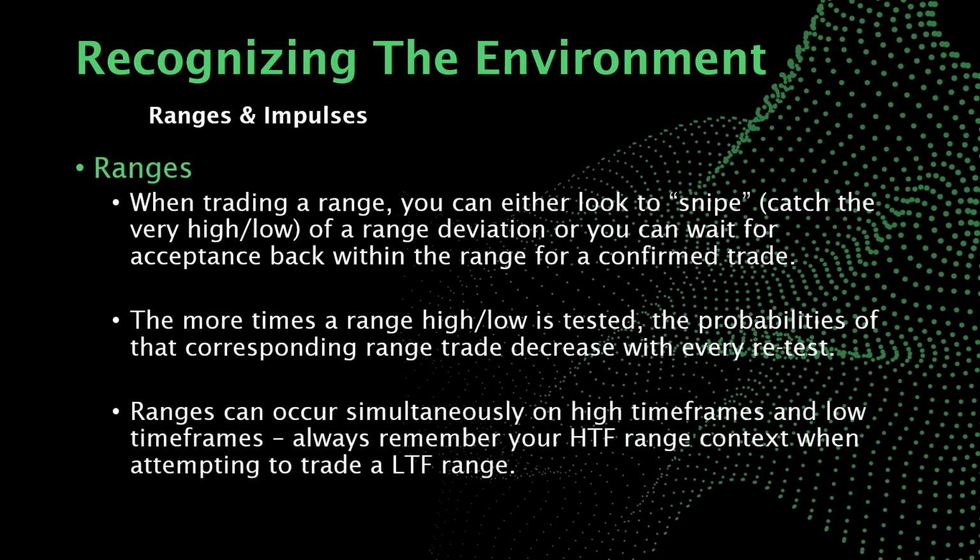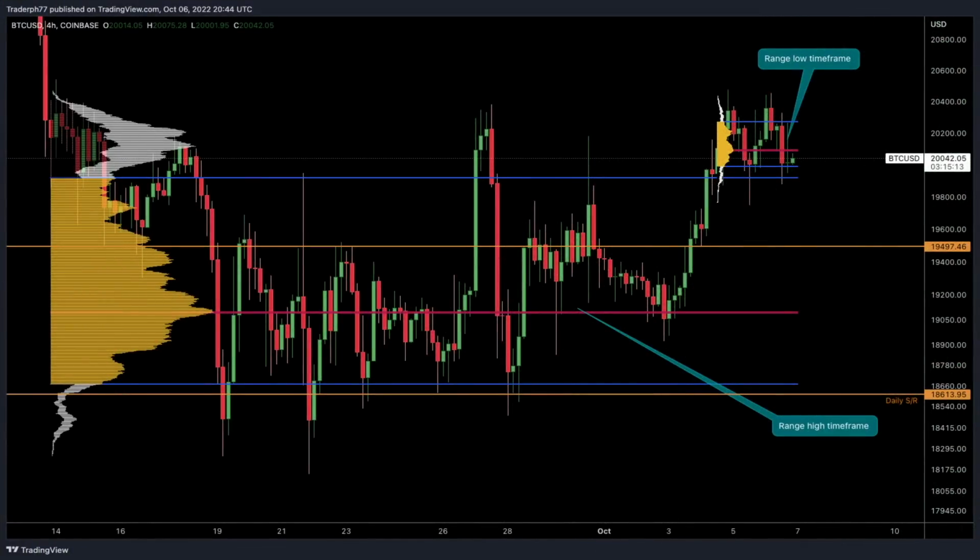Ranges can occur simultaneously on high and low time frames, obviously. One range can trade within another, and so on. So always remember your high time frame range context when you're attempting to trade in a low time frame range, if that makes sense. And if it did not make sense, this picture should helpfully clear that up for you. This is a great example.